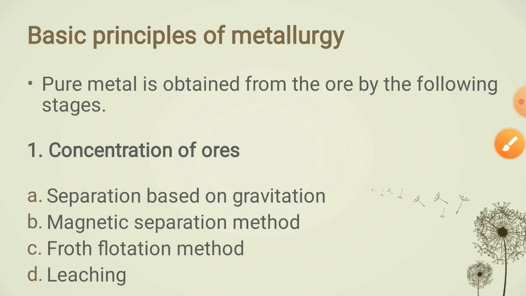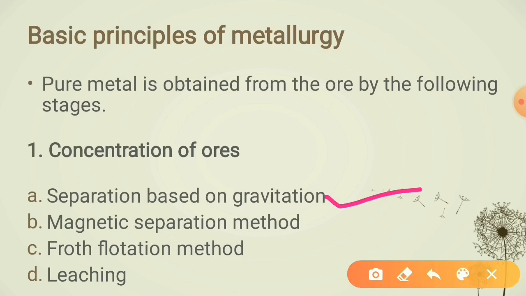Now let us study the basic principles of metallurgy. Pure metal is obtained from the ores by the following stages. First is the concentration of ores. There are four methods. First is the separation based on gravity. Second is the magnetic separation method. Third is the froth flotation method. And fourth is leaching.